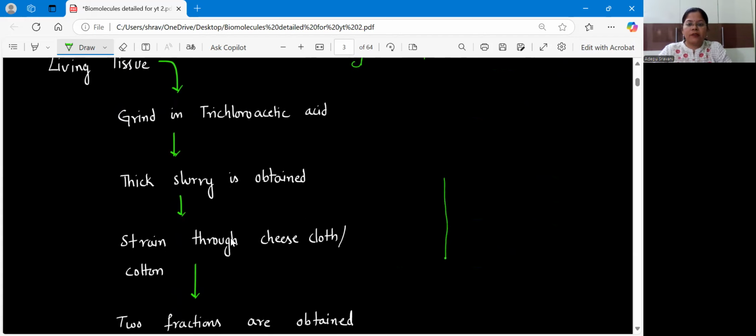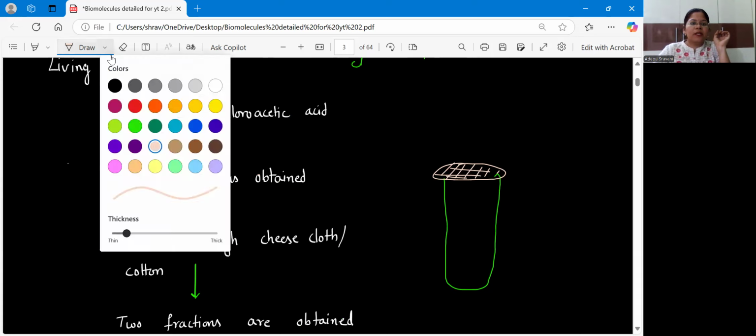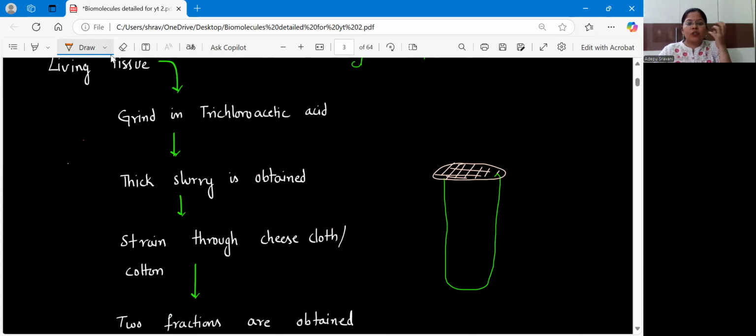Say, for example, take a test tube. Over the test tube, you put a cotton or a cheesecloth, and then you strain it. Whatever thick paste, the slurry you have got, you have to strain it through the cheesecloth. Now what happens when you are straining it? The things which got dissolved in the acid, that is trichloroacetic acid, will be present here, isn't it? They'll get filtered and form something called filtrate.